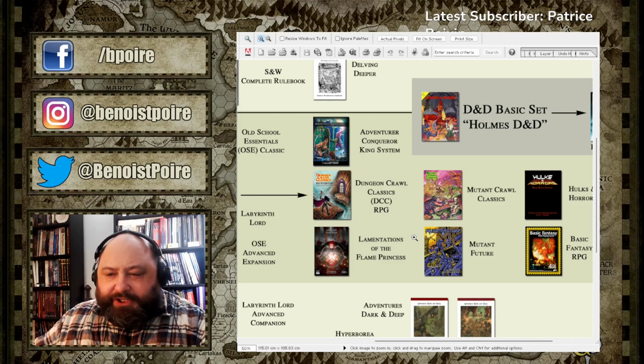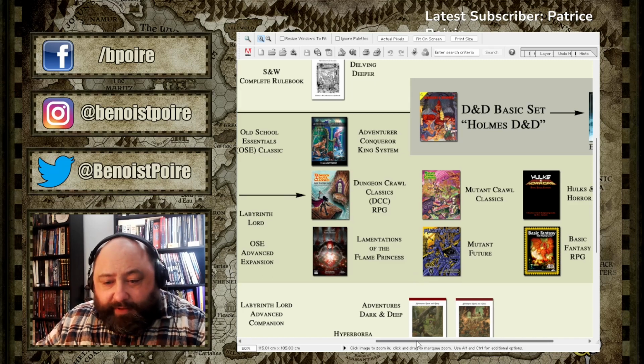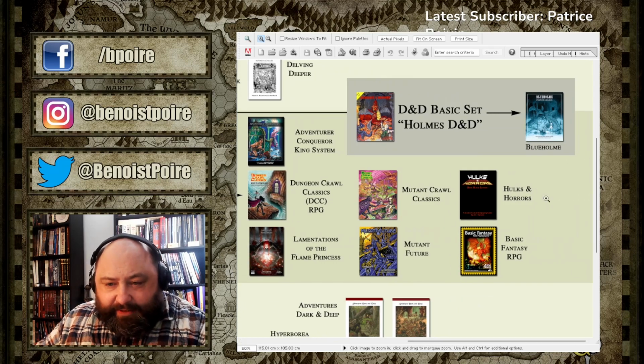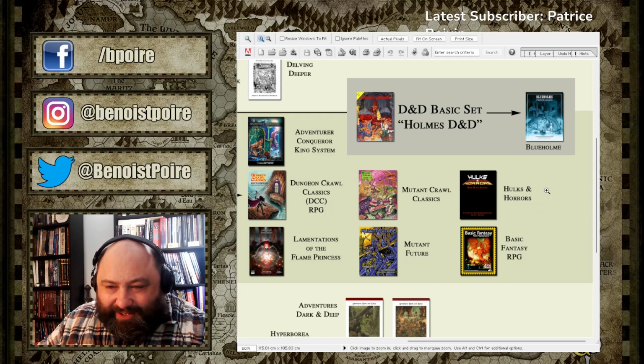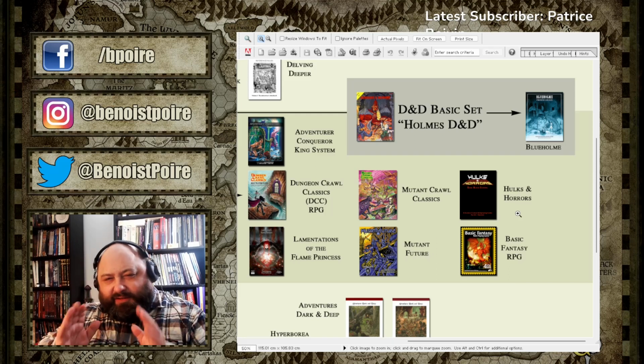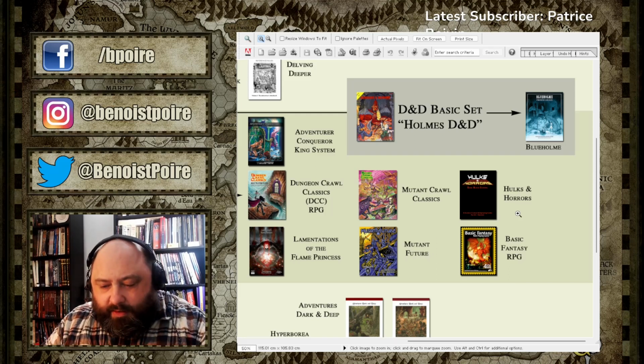Hulks and Horrors is mentioned as an example of the variants that exist out there. The thing that I remember from it was that it had aliens that were squid people, which I found hilarious. It's a good game. It's very tight. The guy who made this is a very straight rules-oriented guy, so it's very tight.